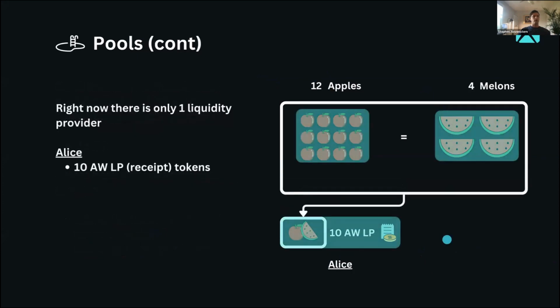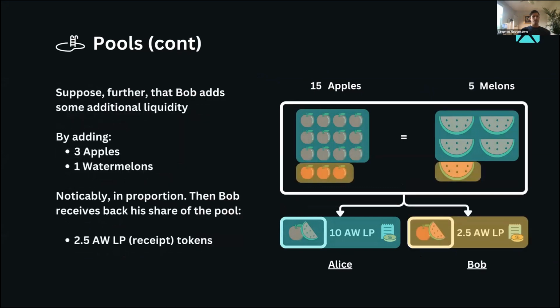Right now, Alice is our only liquidity provider in this pool. But suppose Bob shows up and, in the same proportions, adds 3 apples and 1 watermelon, taking the total pool to 15 apples and 5 melons. Notably, 1 melon would be 3 apples. So Bob has 2.5 LP tokens, which would be a quarter of what Alice has.